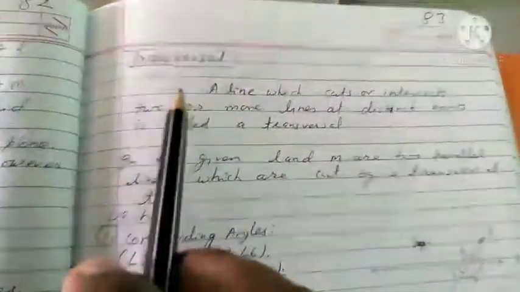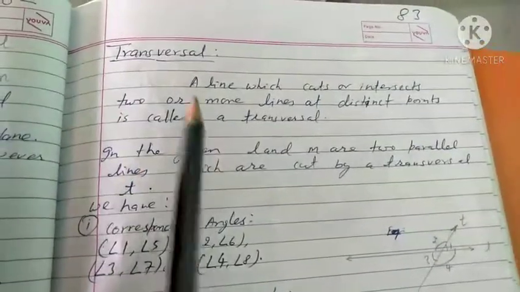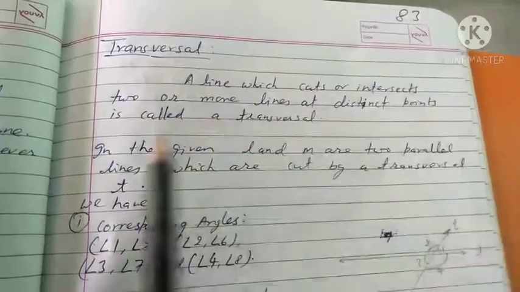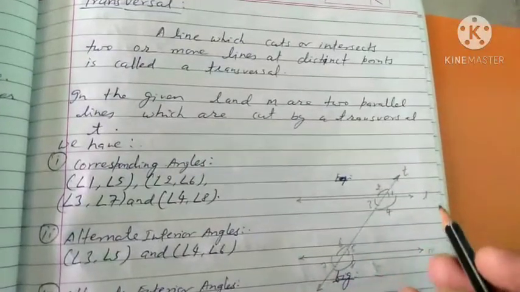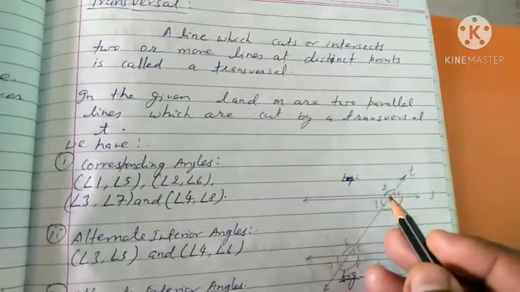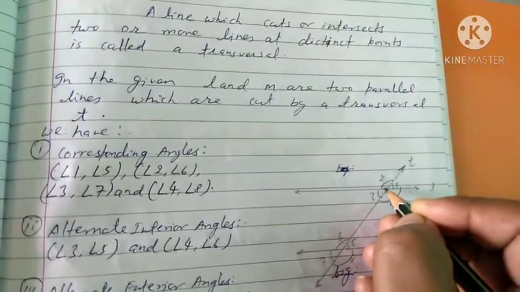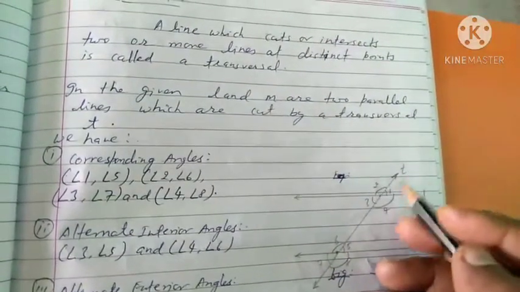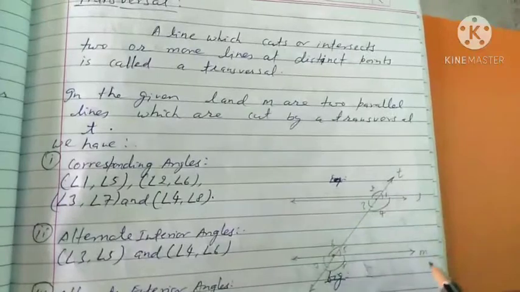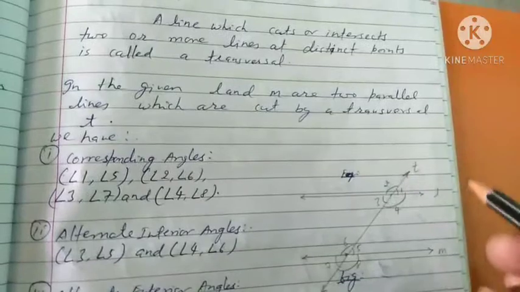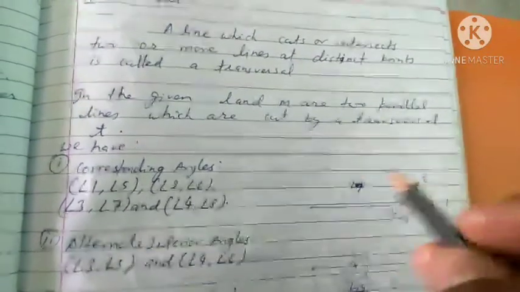Okay, next topic is transversal. A transversal is a line which cuts or intersects two or more lines at distinct points. As you can see in this figure, there are two lines L and M, and this line T is cutting these two lines at these two points, first at this point and second at this point. So this line which is intersecting these two lines is called a transversal. It means T is a transversal of L and M.